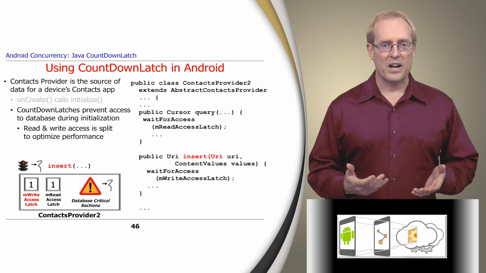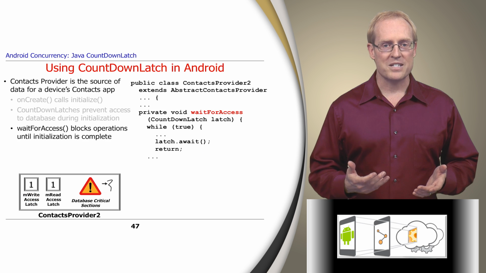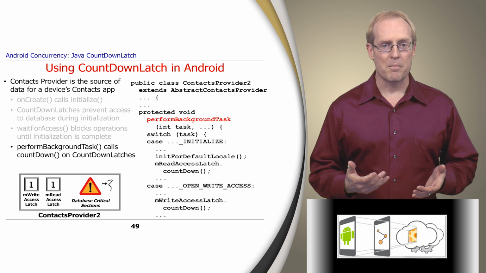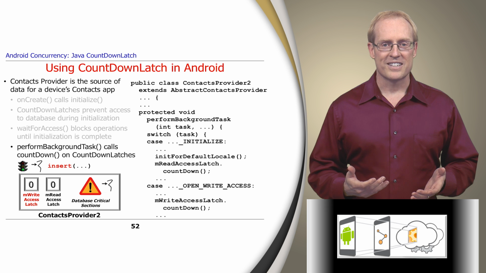All these contacts provider methods call the private waitForAccess method, which calls await on its countdown latch parameter to block the caller until the designated initialization is complete. As initialization tasks running concurrently in the background thread complete, the performBackgroundTask method calls countDown on the appropriate read and write access latches, which unblock any methods that read from or write to the contacts provider so they can proceed and compete for the database transaction monitor.